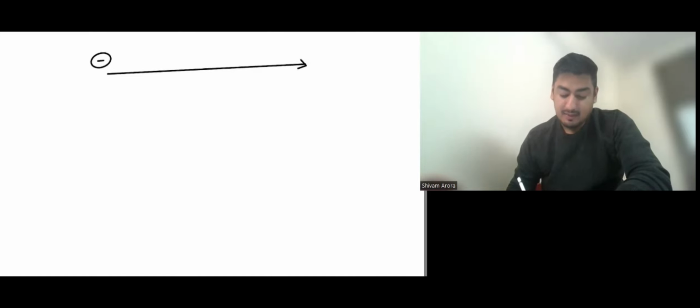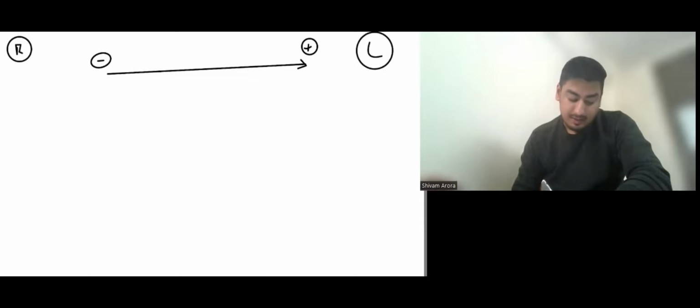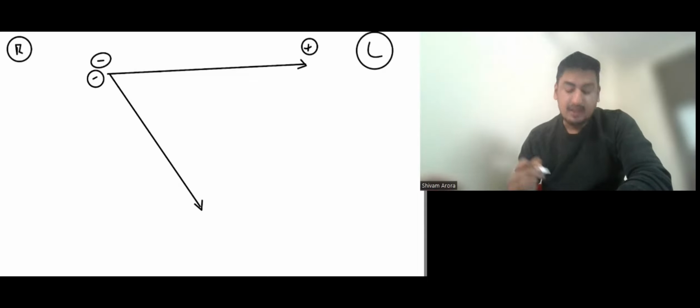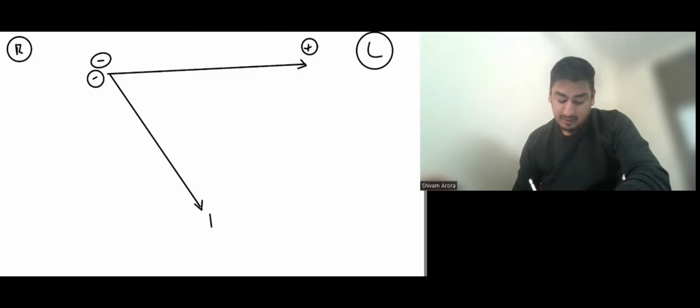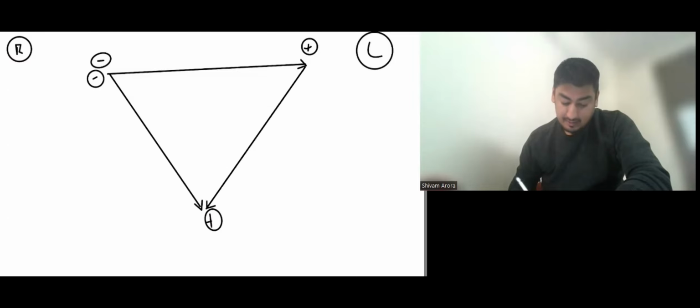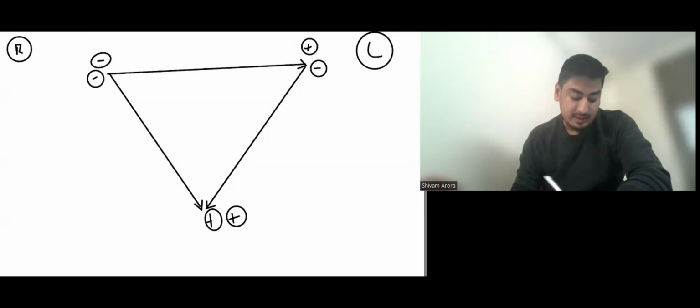In limb leads we have lead 1 with a negative electrode in the right upper limb and a positive electrode in the left upper limb. So this is the right side of the body, this is the left side. Now we have lead 2 like this with a negative electrode again in the right upper limb and a positive electrode in the left lower limb. And then we have lead 3 with a negative electrode in the left upper limb and a positive electrode in the left lower limb.